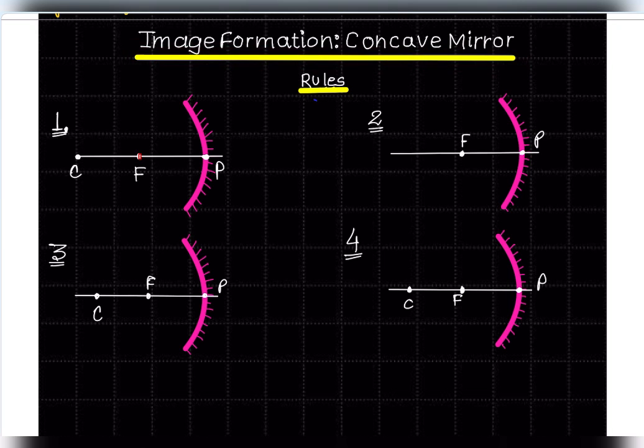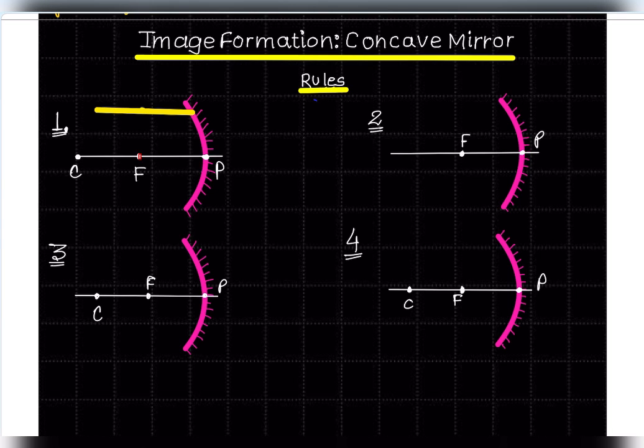But before understanding the image formation, we need to understand some rules. There are four rules. If you know these four rules, you can make any ray diagram. Let's understand what I mean by all these things. The first rule says, if you draw a line which is parallel to the principal axis, I hope you know what the principal axis is.